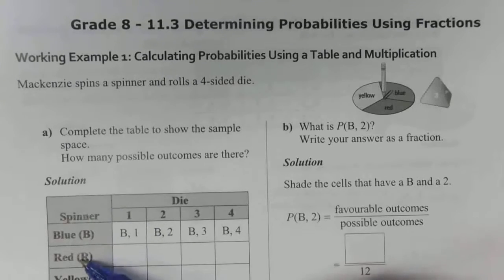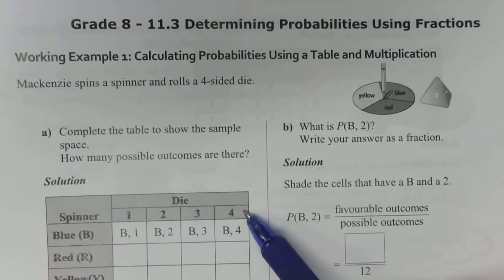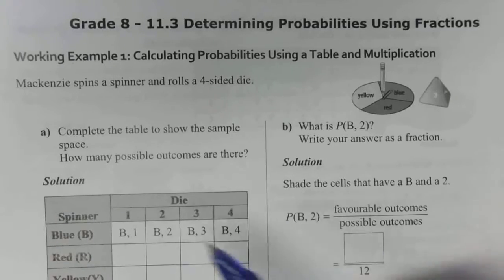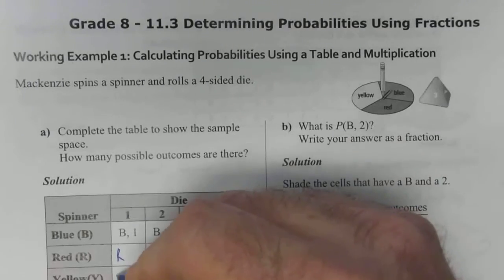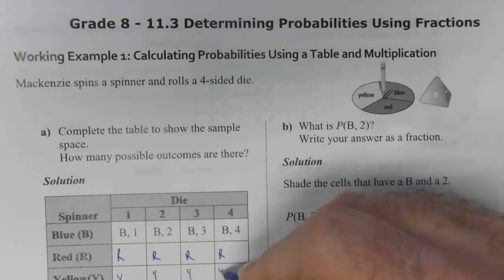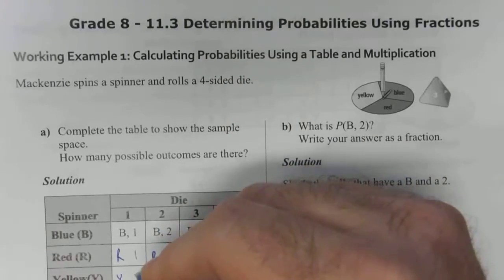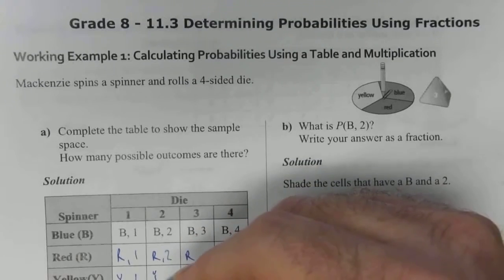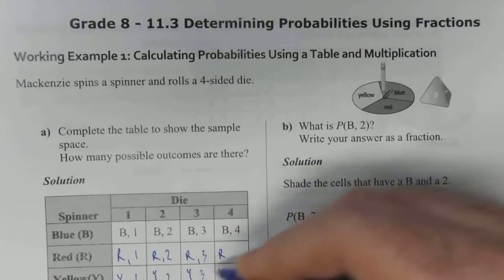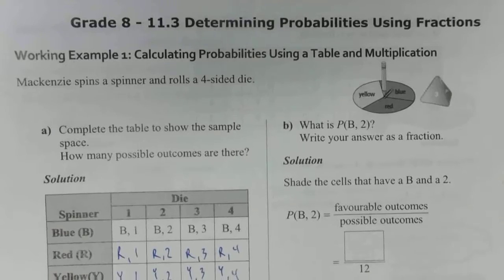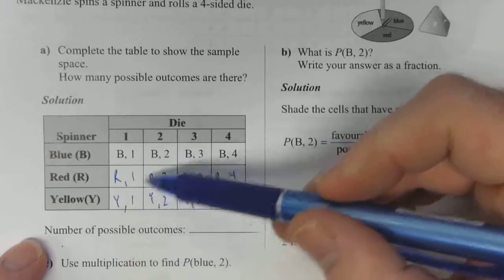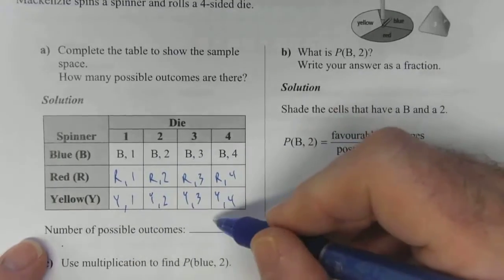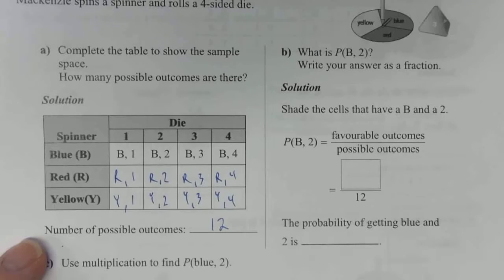So we've got the spinner, blue, red, and yellow. And then the die, 1, 2, 3, 4, to create our table. Color comes first from the spinner. So then we've got red is first all the way across here. And then yellow is first all the way across here. And then 1 goes all the way down. Then 2. And 3. And 4. So that's the chart done with the table. There's 1, 2, 3, 4, 5, 6, 7, 8, 9, 10, 11, 12 possible outcomes based on this table.